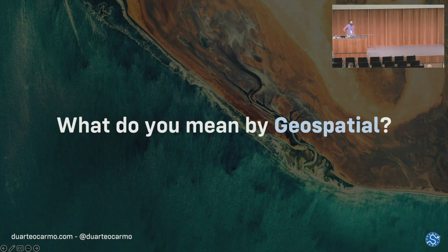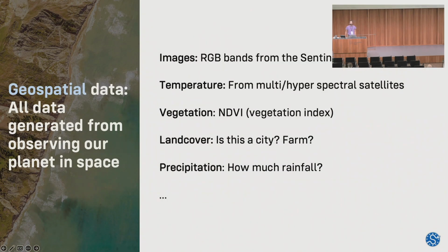All right. So what the hell do I mean by geospatial data? First of all, geospatial data for me is all data generated from observing our planet in space. That includes images like RGB bands from the Sentinel-2 satellites, things like temperature from multi to hyperspectral satellites, things like vegetation, like the Normalized Difference Vegetation Index or NDVI, or things like land cover, like is this latitude and longitude a farm, a city, a factory, things like precipitation, like how much rainfall did I get on this particular point up to now. All of those, in my view, are geospatial data.